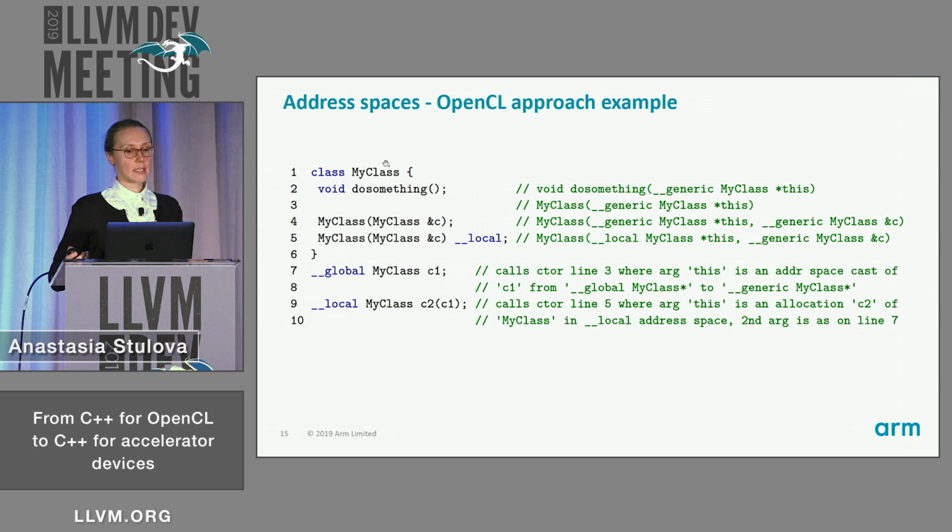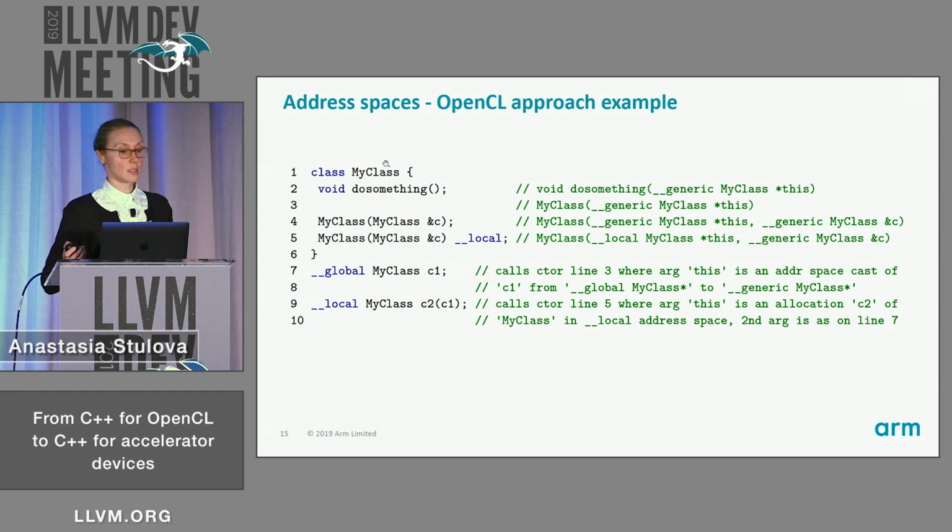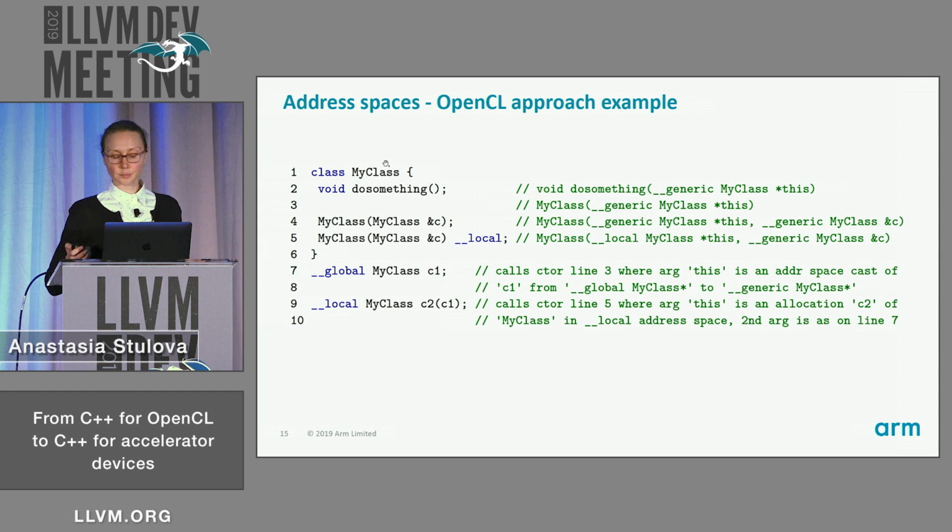Now, if we are creating a variable in global address space, C1, it will use the default constructor because we don't actually pass any parameters. And it will have to cast from global address space into generic address space before it passes the allocation C1 into the constructor.